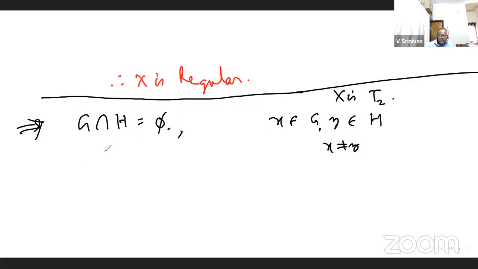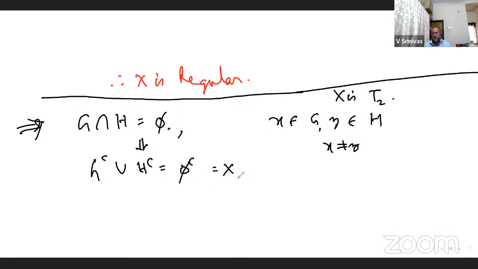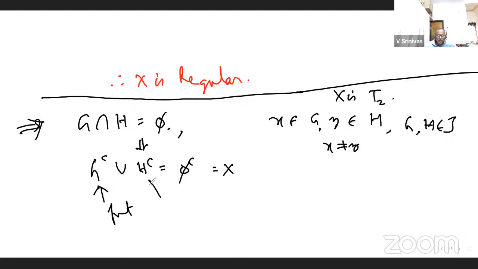Now you apply complements on this. By De Morgan's laws, G complement union H complement is the complement of phi. What is the complement of phi? It is X minus phi, which is X. Once G is open, since G and H are coming from tau, G complement is a finite set. G is open, so G complement is finite. H is open, so H complement is finite. These are two finite sets, so their union is finite, but the right-hand side X is an infinite set.